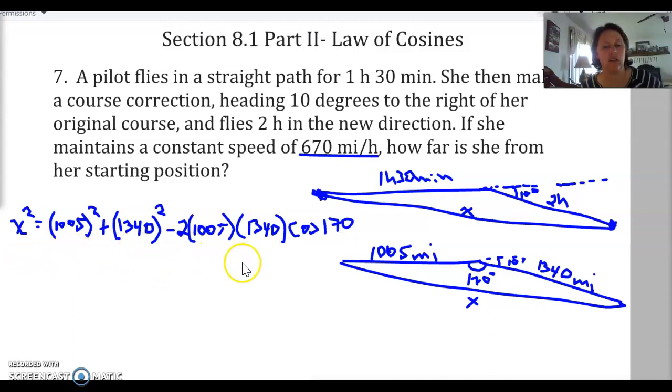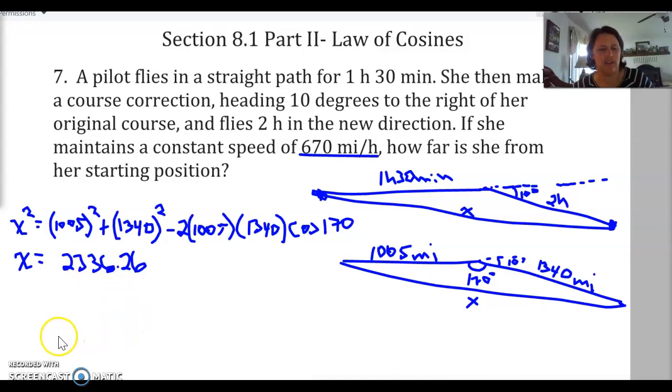And so do all of that on your calculator. It was a really big number. I didn't even write it down. Take the square root of that really big number, and then you get 2,336.26. Okay, and that's your final answer. So that's all you've got to do for example number 7 and for your homework problem.